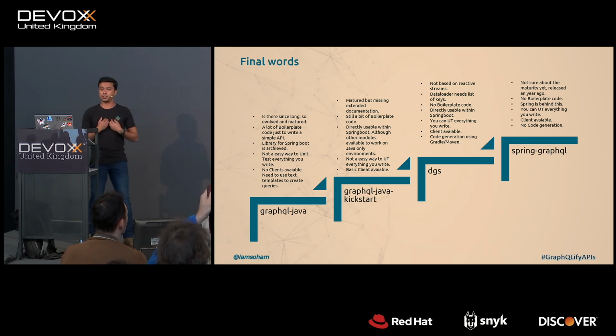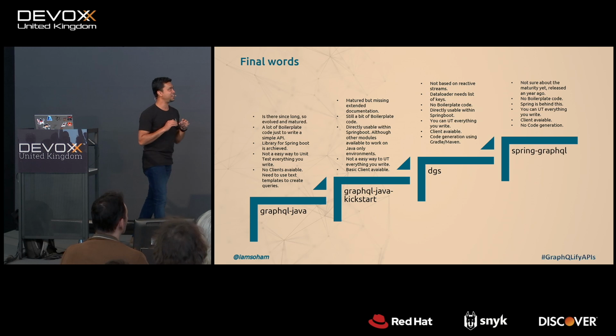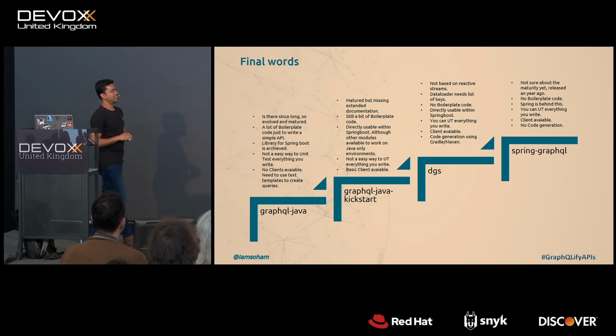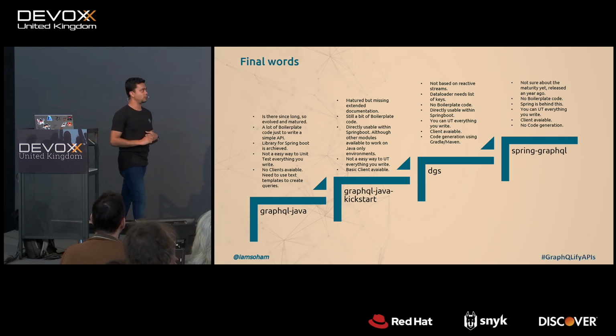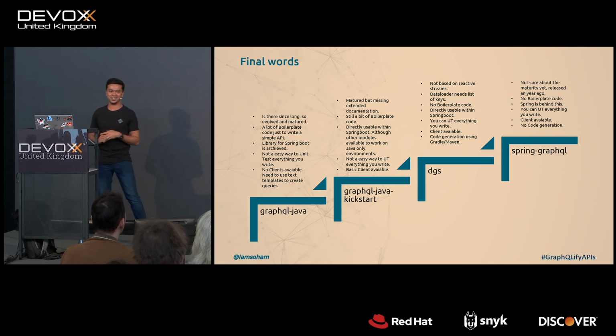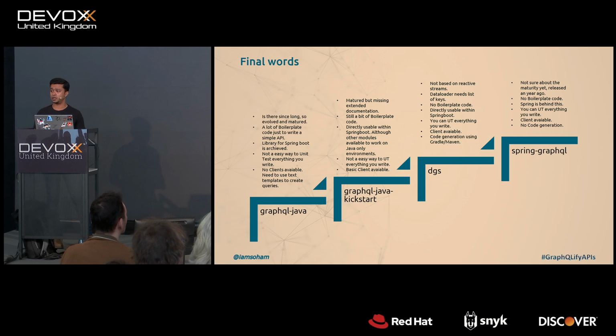By the way, it's a personal opinion, so I have to make that very clear. It's been a year. It is based on the same approach as DGS, annotation driven. I'm really not sure how big the community is, because Stack Overflow is not overflowing with questions about this, so be careful about it. But Spring is behind this, so that's the biggest plus point, I think. No code generation, but again, the plugin from DGS can be very well used in the other framework.